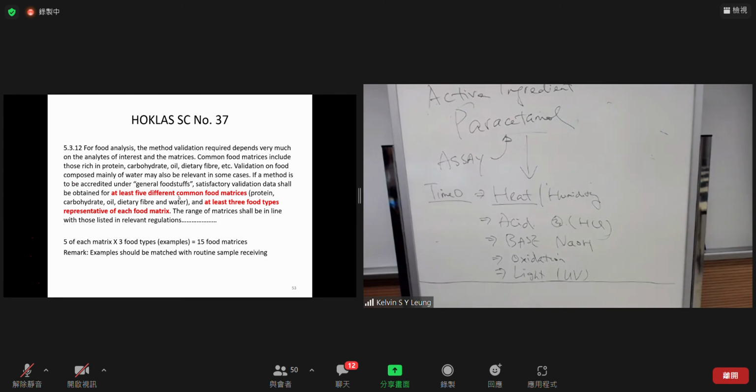Okay, you have to select 5 different common food matrices, and also from the 3 food types of the representative for each food matrix. Okay, so the food industry has their own requirements according to Hochul's. So you check and you follow what you need. Here you can see that altogether you have 15 food matrices in the validation studies for the food analysis.